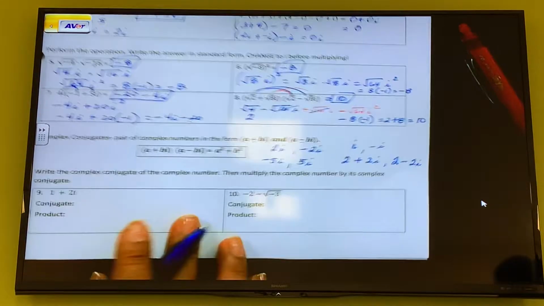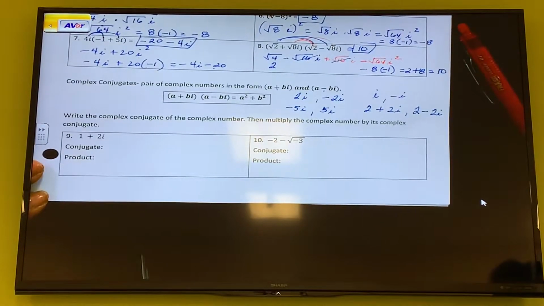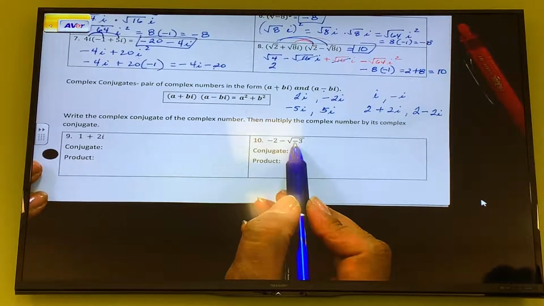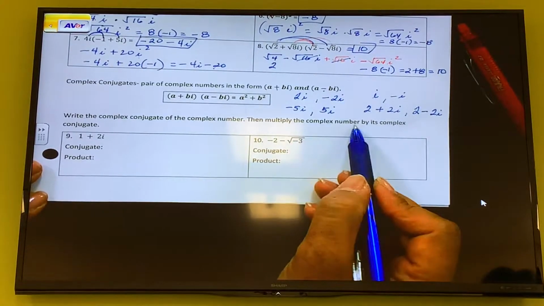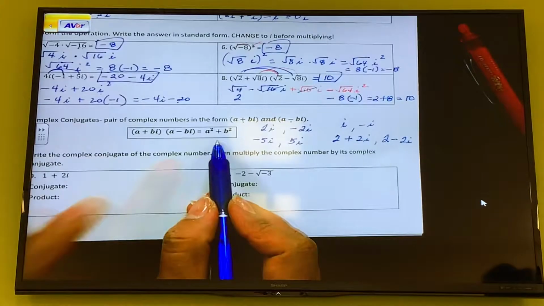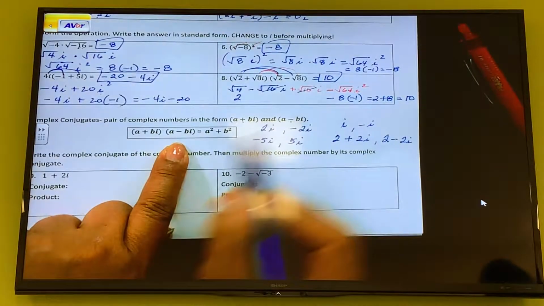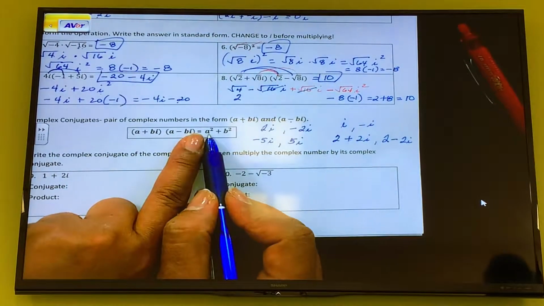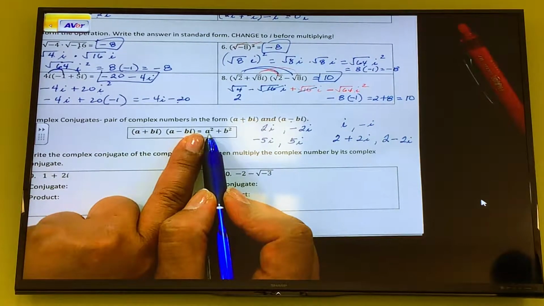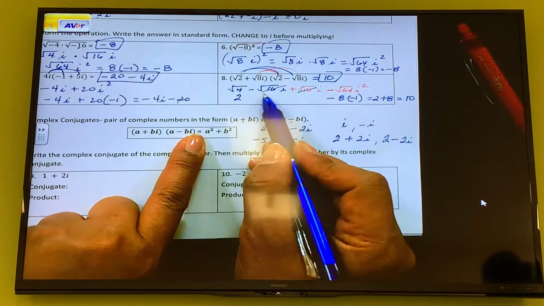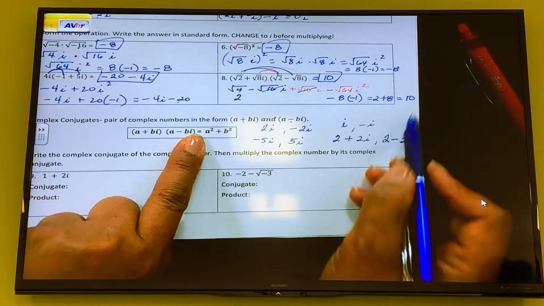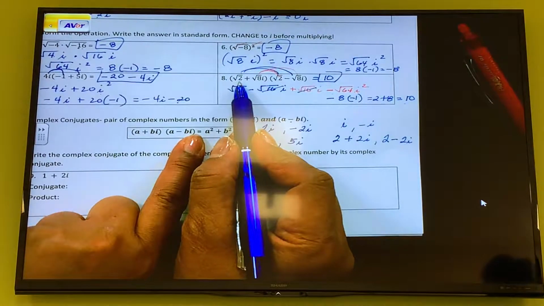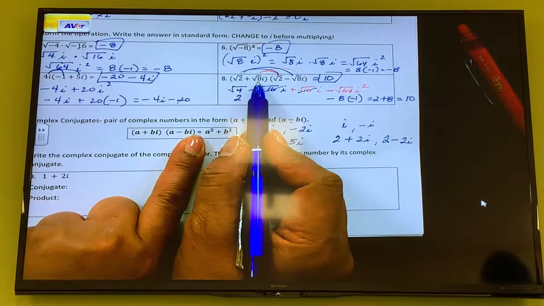Okay, in number 9 and number 10, we're asked to write the complex conjugate, and they give us the complex number. Then we're going to multiply the complex number by its complex conjugate. Because when you multiply complex conjugates, like number 8, you only do a squared plus b squared. In other words, there's a formula to find it without doing all the FOILing. And that's why we got a number only, because the only thing that we need to do here is just square the square root of 2 and square the positive square root of 8. And that will give you 10 already.